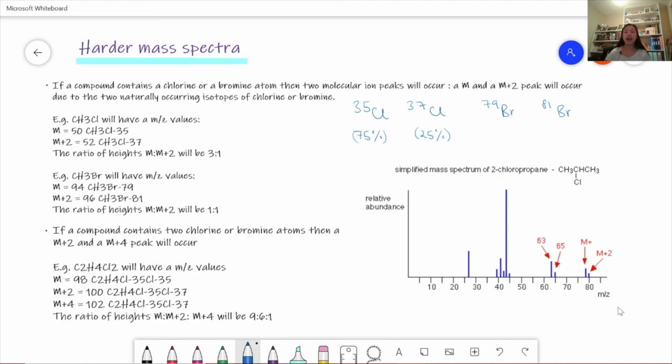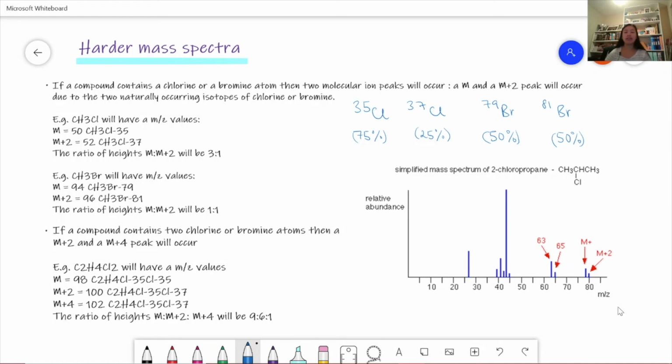And then looking at bromomethane, CH3Br, we have m/z values at 94 and 96. 94 is when we have bromine-79, and 96 is when we have bromine-81. The ratio of the heights of M and M+2 will be 1 to 1, and that's because 50% of the time we find Br-79, and 50% of the time we find Br-81. And so the ratio is 1 to 1.